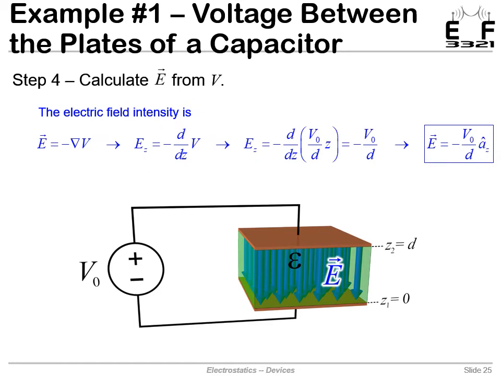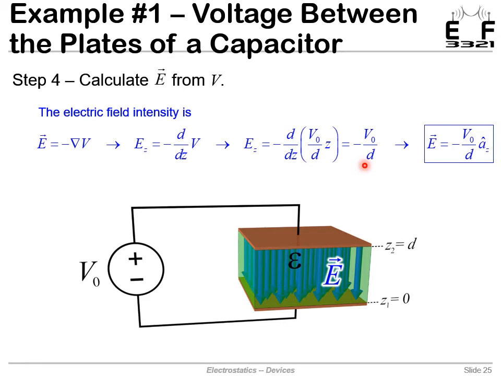Well, we have our answer. Now we're at step 4. We want to calculate the electric field. The electric field is a negative gradient of the potential. So now we have an expression for V. We know we're in one dimension, so we plug in our expression for V. We take the derivative, and we just end up with negative V naught over d. And this is a constant, which is what we are expecting the electric field to be. We're expecting it to be a constant. It is uniform between those plates.